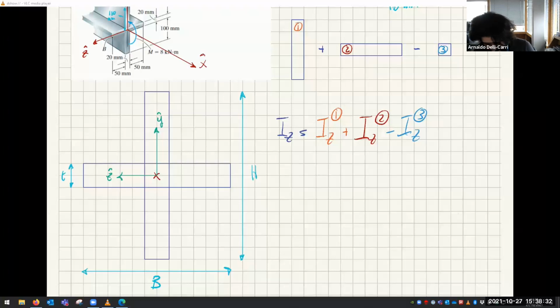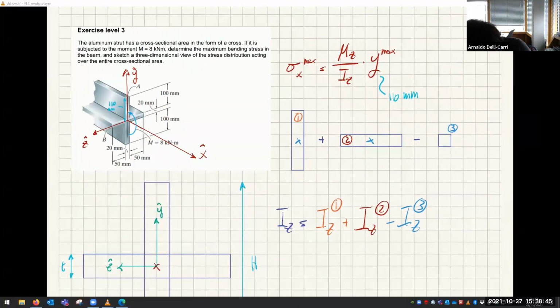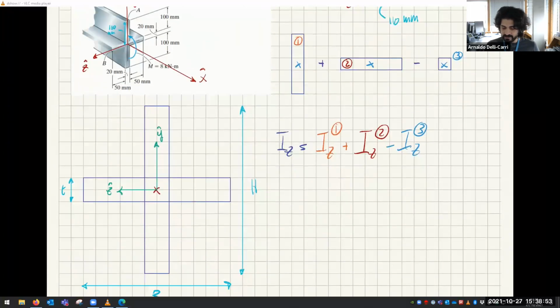And all of these, as you can see, refer to the same axis because they are all aligned. All these ones have the same centroid, this point, and the center of the rectangle. This point and this point are the same point. And that's very convenient. So we don't have to use the parallel axis theorem if you choose this.